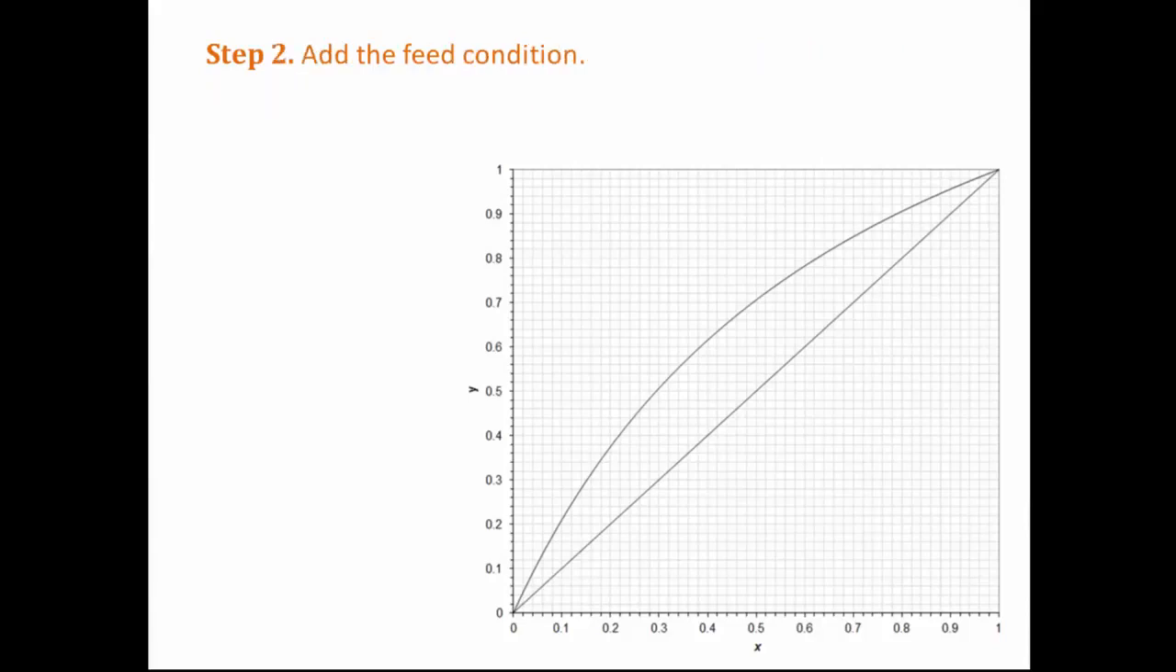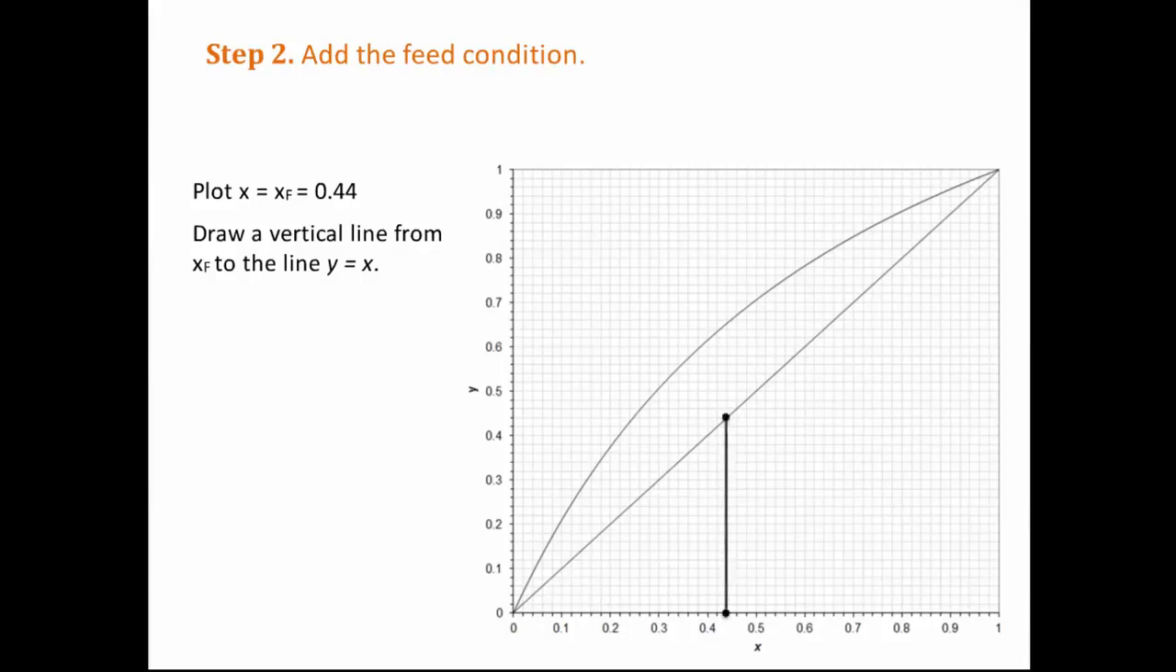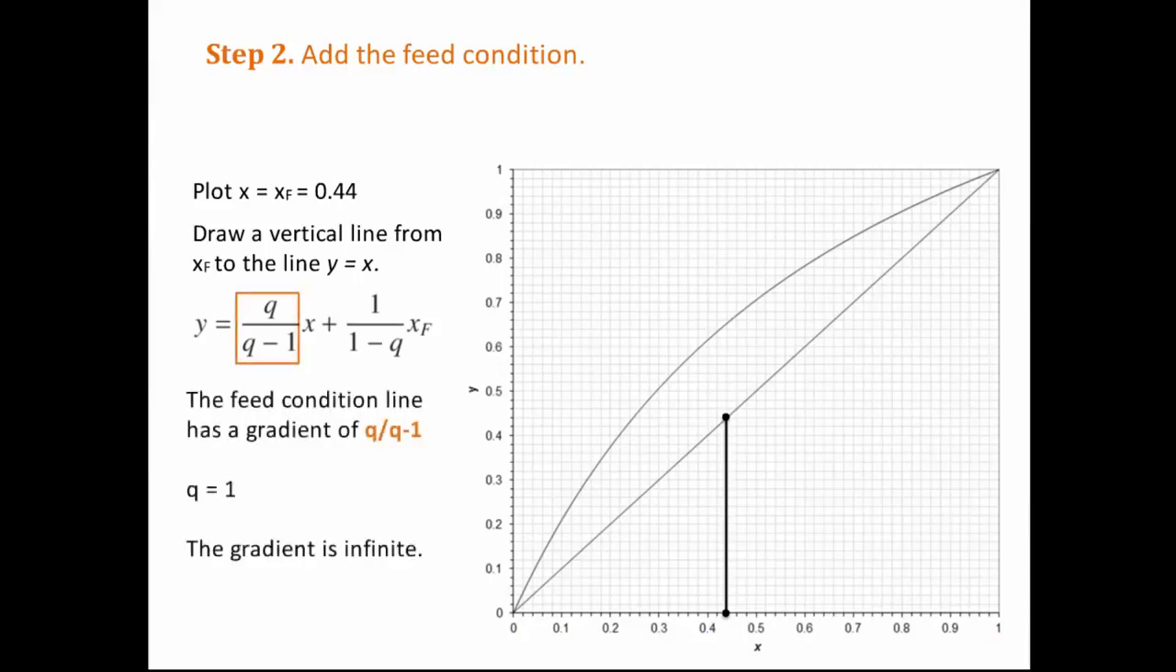Next, we need to draw the feed condition line. Start by plotting the line x equals xF from 0.44 on the x-axis up to the line y equals x. This ends at the point xF. Next, look at the equation for the feed condition line. The feed condition line has a gradient of q over q minus 1. We're given that q equals 1. Therefore, the gradient is 1 over 0, which is infinite. The line is going to be a vertical line. From the feed point, draw a line straight up to the VLE curve.